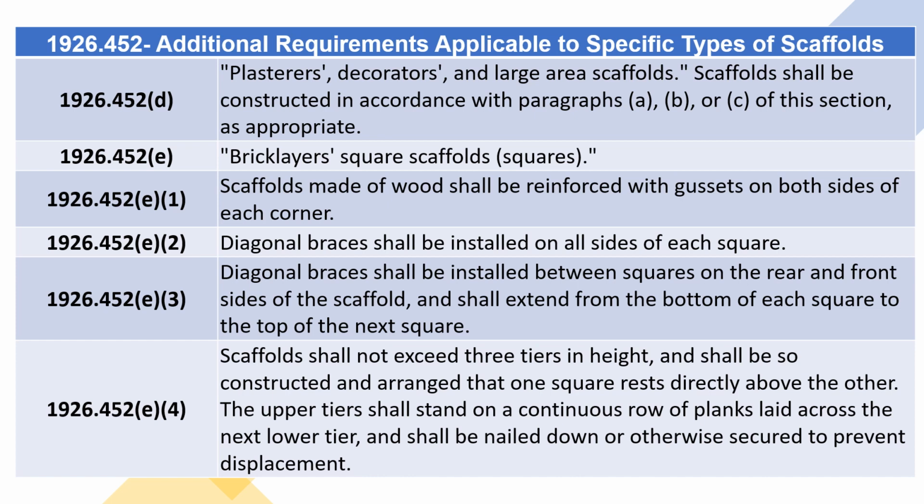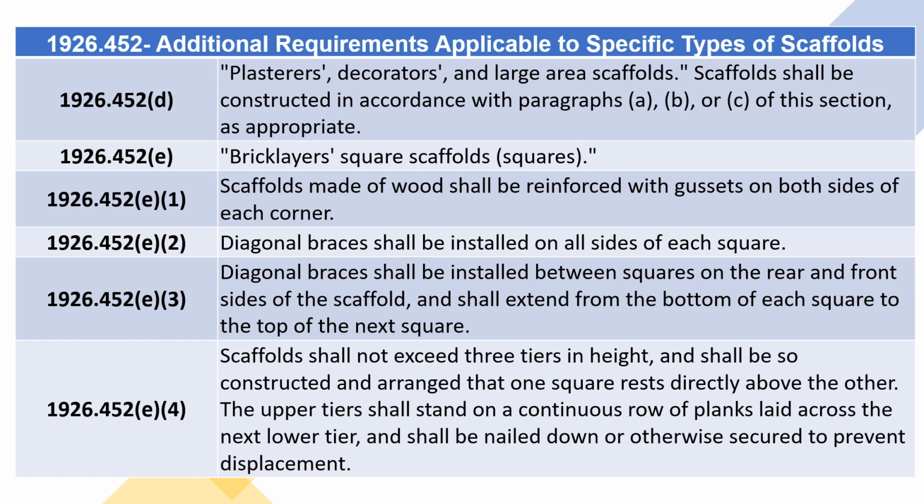1926.452 E. Bricklayers' square scaffolds, squares. 1926.452 E1. Scaffolds made of wood shall be reinforced with gussets on both sides of each corner. 1926.452 E2. Diagonal braces shall be installed on all sides of each square.